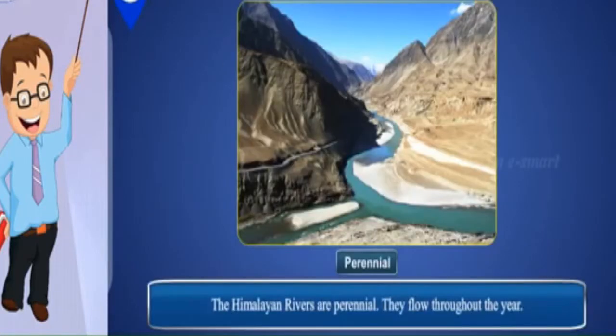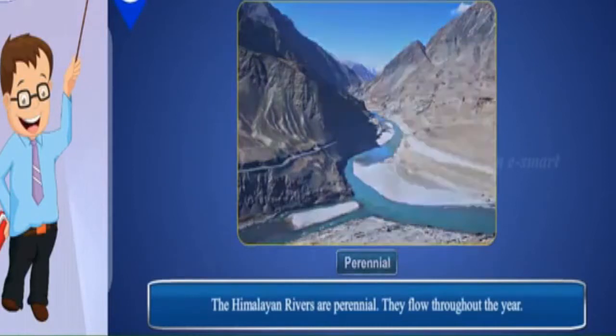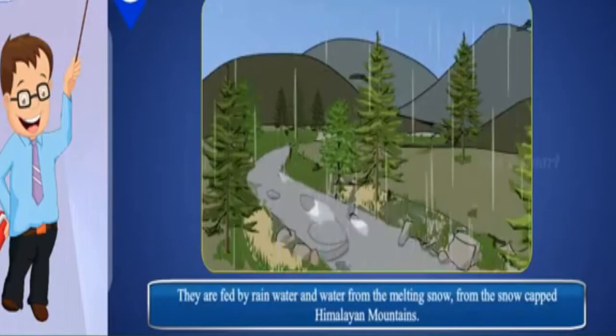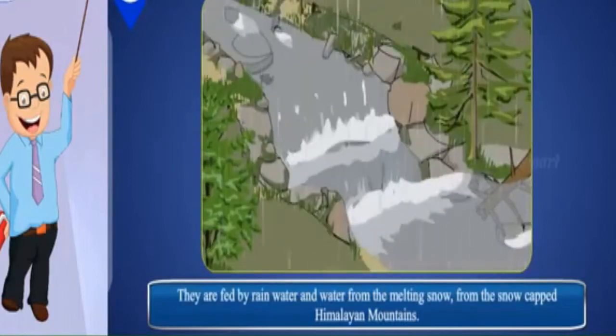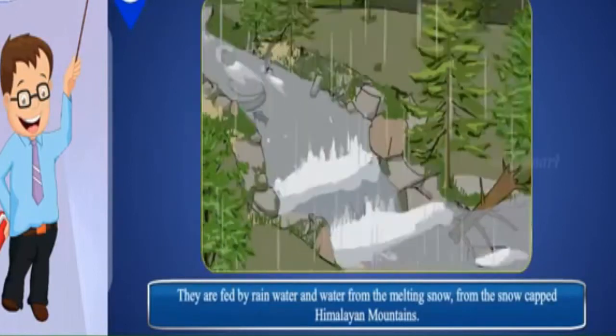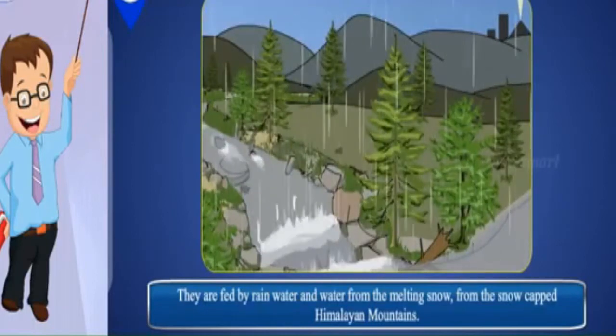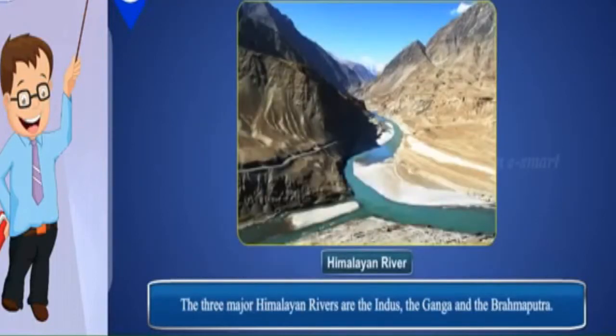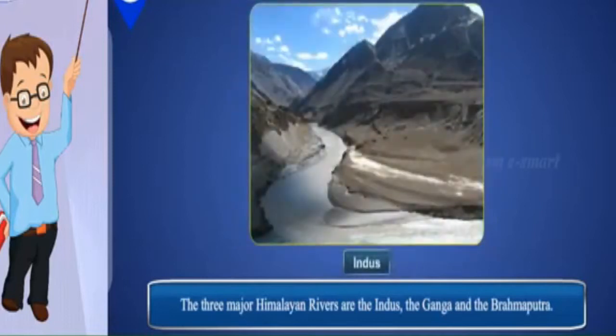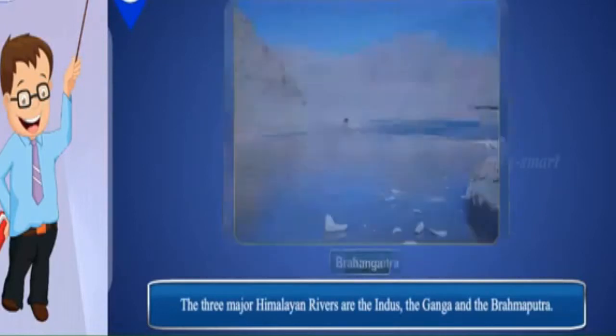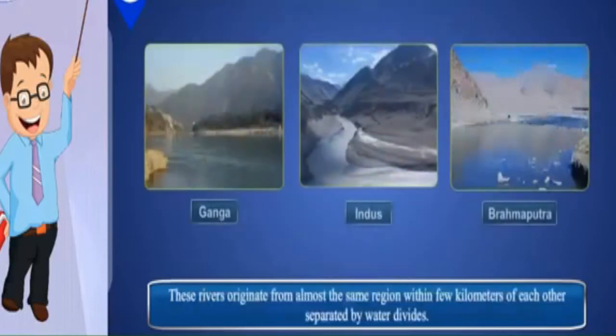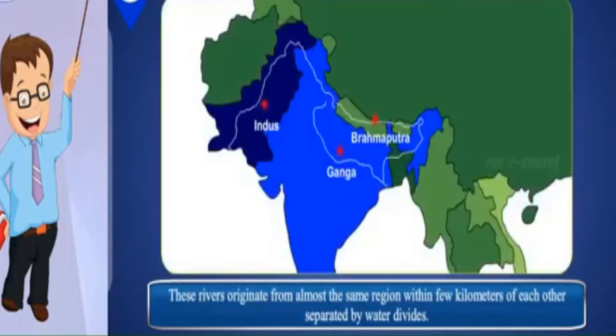The Himalayan rivers are perennial. They flow throughout the year. They are fed by rain water and water from the melting snow of the snow-capped Himalayan mountains. The three major Himalayan rivers are the Indus, the Ganga, and the Brahmaputra. These rivers originate from almost the same region, within a few kilometers of each other, separated by water divides.